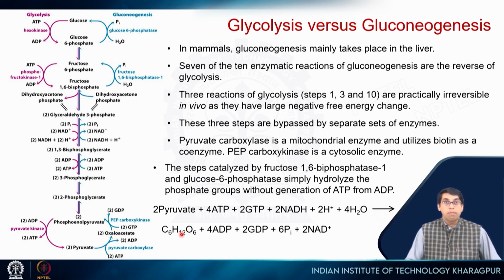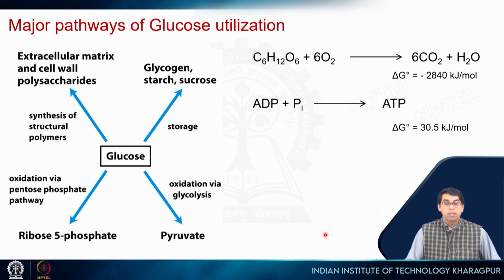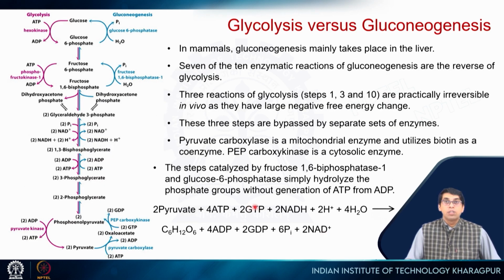However, we end up using 4 ATP molecules. Okay. So, we end up hydrolyzing 4 ATP molecules. So, 2 here and 2 here, and 2 GTP molecules, and we also convert 2 NADH to 2 molecules of NAD plus. So, in essence, gluconeogenesis is consuming more energy than the amount of energy that was produced in glycolysis.